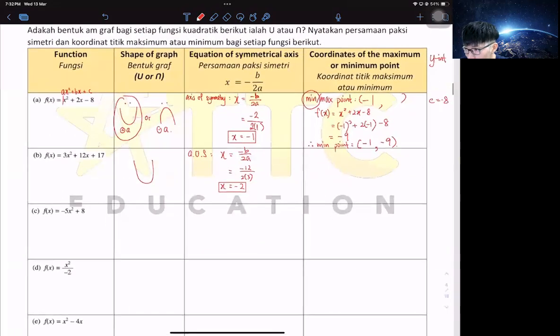Okay, next. Min or max point. If you are confident already, you can straight away write the answer. So it's a smiley face. It is supposed to have a minimum point. So the minimum point, x is negative 2. Okay, how do you find the next answer? And press calculation.